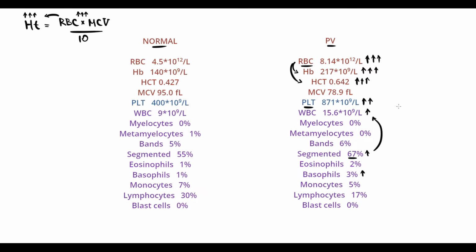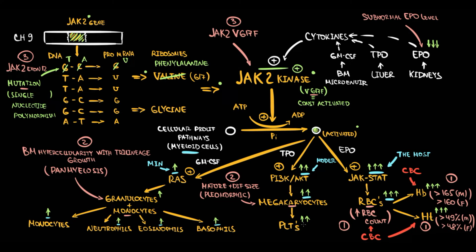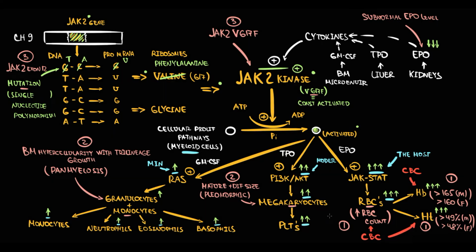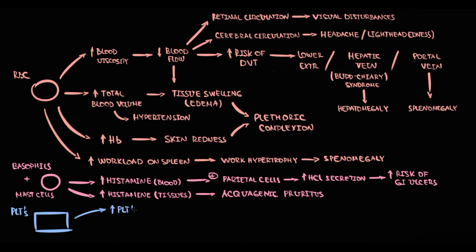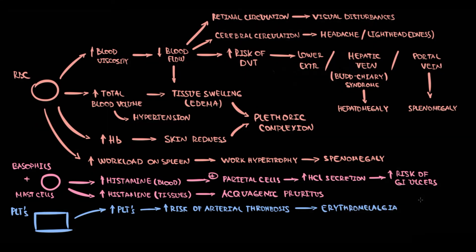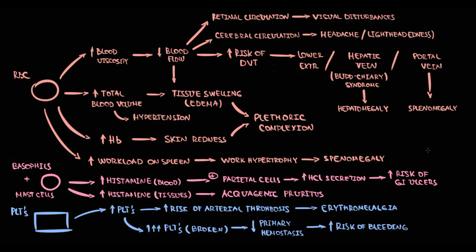Because recall that JAK2 kinase mutation causes significant stimulation of the PI3K-AKT pathway, as a result the production of megakaryocytes substantially increases. And because from megakaryocytes platelets are made, with increase in megakaryocytes, the amount of platelets in peripheral blood increases. Such significant increase in platelets greatly increases the risk of arterial thrombosis that can lead to erythromelalgia, but also a huge increase in platelet production can end up in production of broken platelets that will not be able to provide effective primary hemostasis, and this will greatly increase the risk of bleeding.